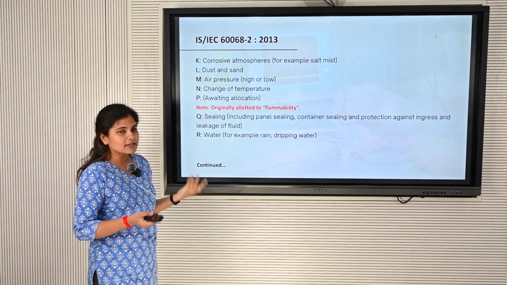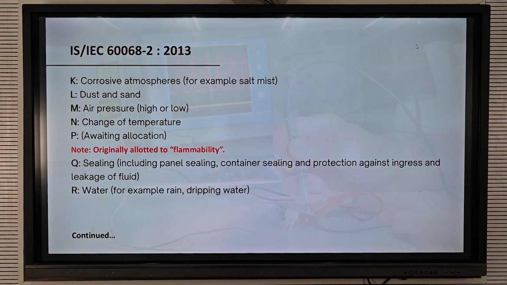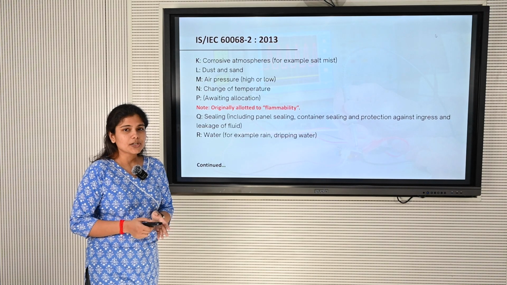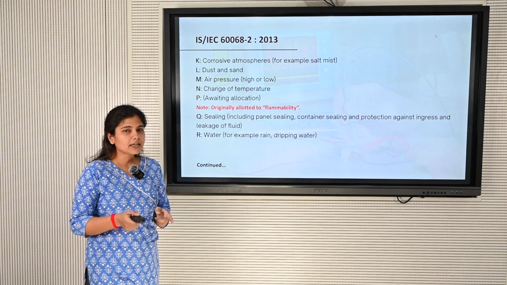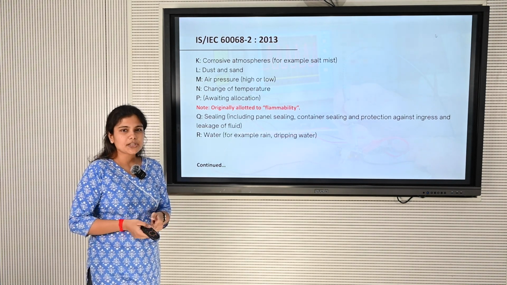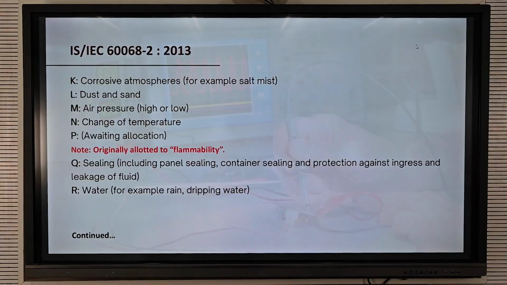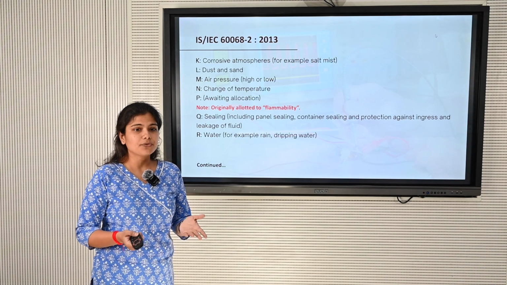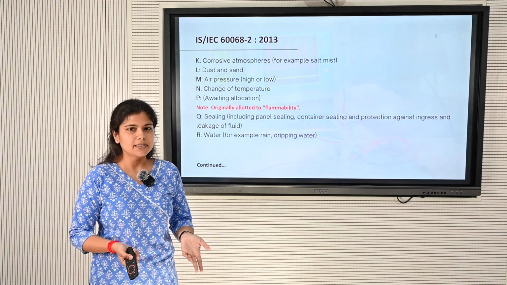Test L is dust and sand, like it should be free from the effects of dust as well as sand. M is air pressure, like it should function properly, be it at a high altitude or at a low altitude. N is again change of temperature, it should function properly even if it is encountering a change of temperature. Q is sealing test, R is water test. For example, there should not be any effect of rain, water or say mist even.